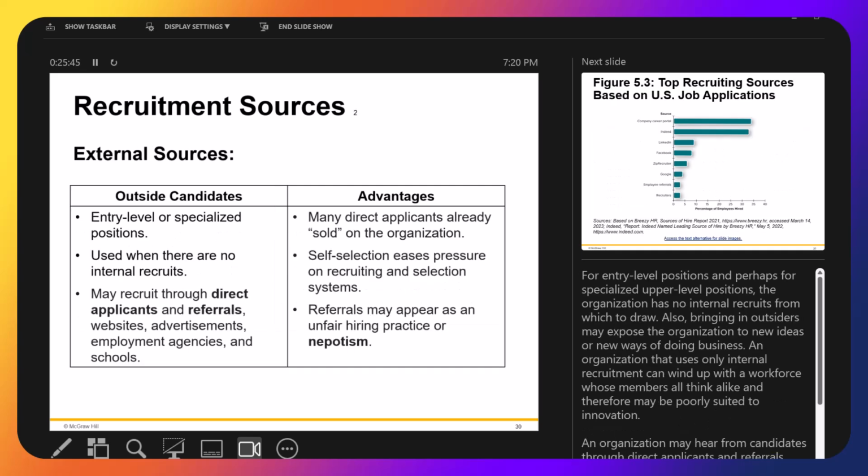External. Candidates for entry level or specialized positions, used when there are no internal recruits. You may recruit through direct applicants, referrals, websites, and various other means. Anytime you have to bring people in from outside, that usually means you don't have people inside who can fill those positions, particularly entry level or specialized positions. Advantages: many direct applicants are already sold on the organization, and self-selection eases pressure on recruitment. Referrals may appear as an unfair hiring practice or nepotism, and nepotism basically means hiring people like family and friends.